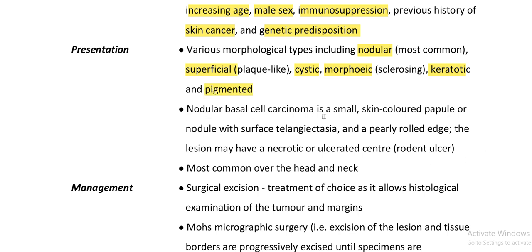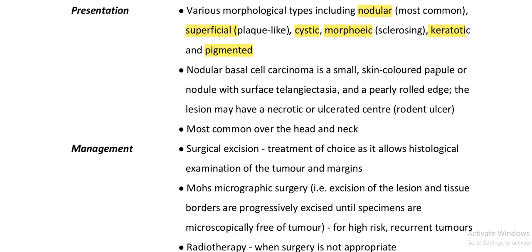Nodular basal cell carcinoma is a small skin-colored papule or nodule with surface telangiectasia and a pearly rolled edge. The lesion may have a necrotic and ulcerated center, which is also called a rodent ulcer.